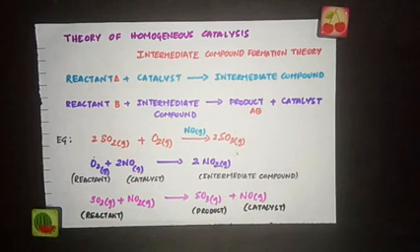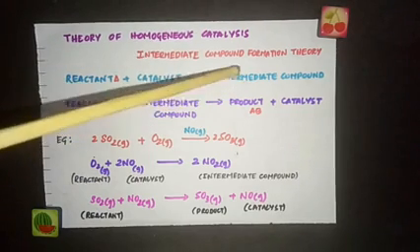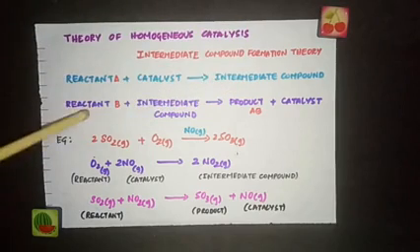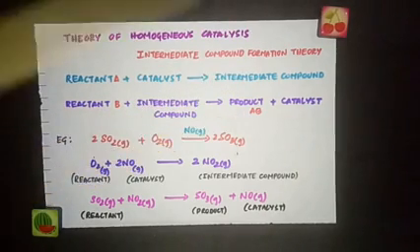So this theory explains the homogeneous catalysis mechanism. So what is the first step? One of the reactants reacts with the catalyst to give you the intermediate compound. This, being unstable, reacts with reactant B, which is the other reactant, to give you the product and the catalyst.